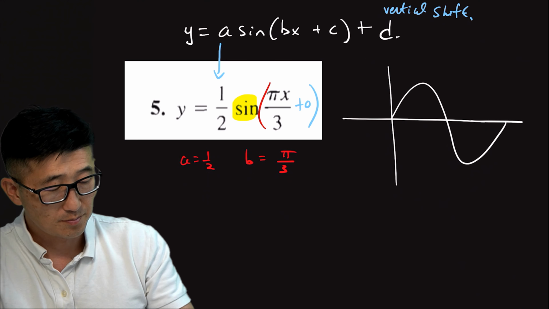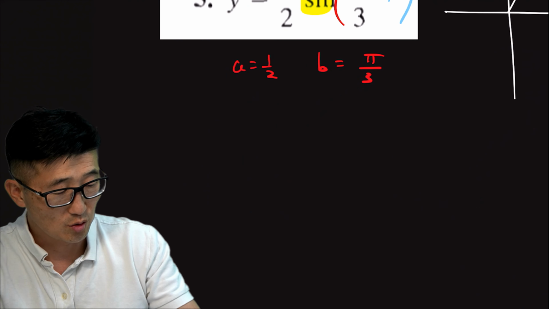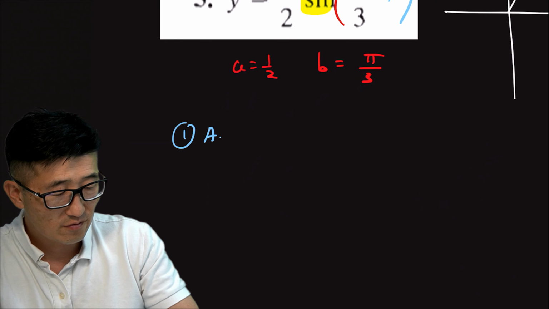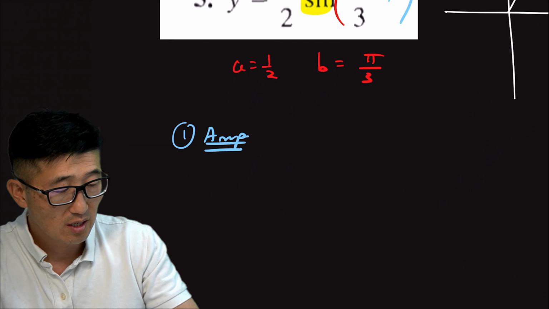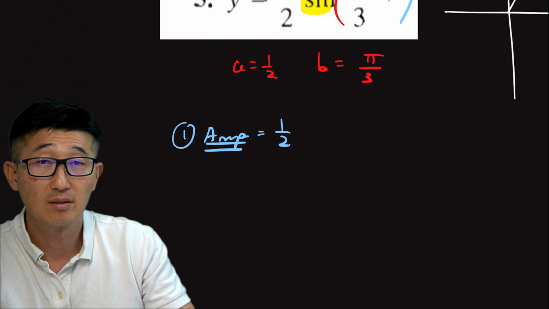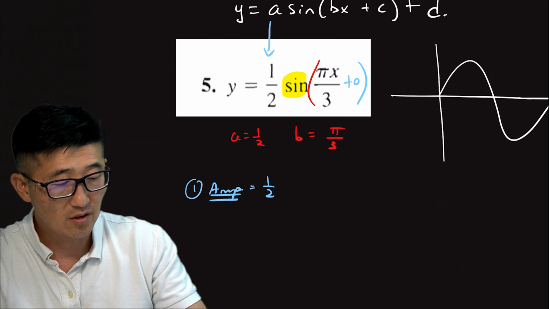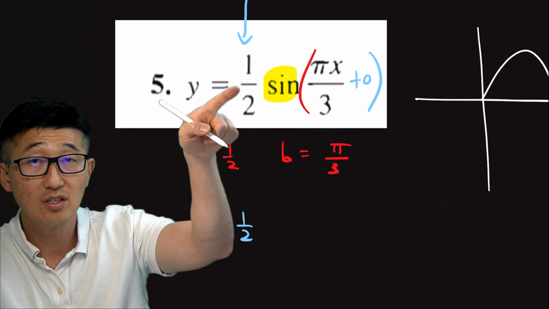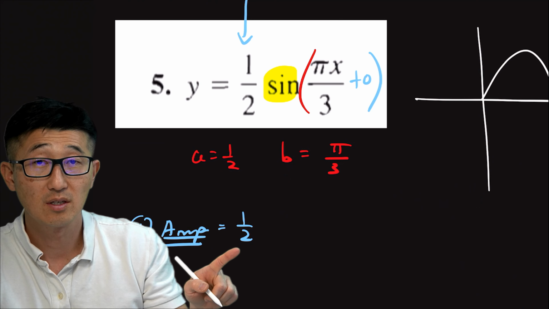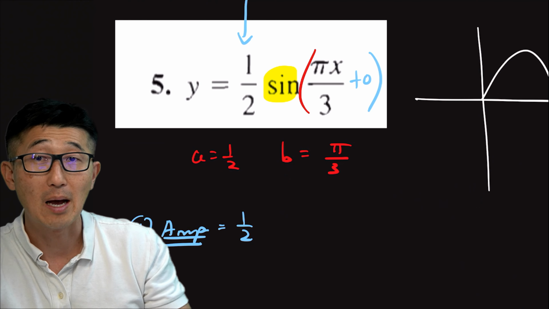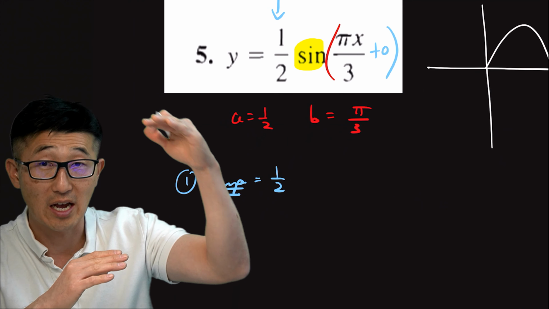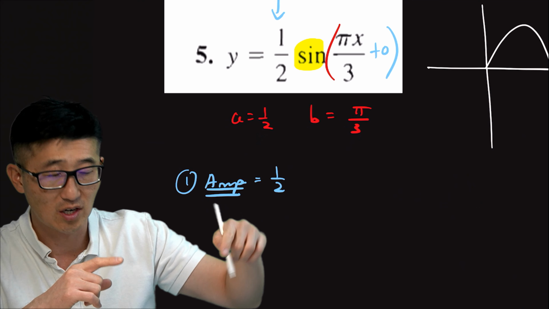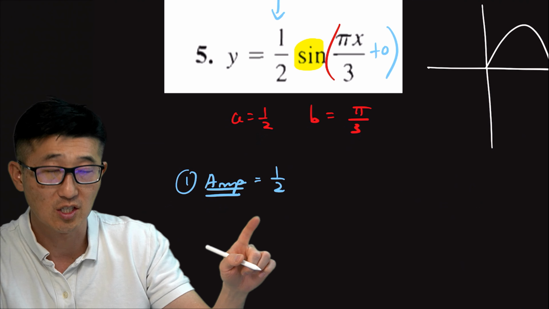Here we go. Number 1, find the amplitude. The amplitude is literally the letter A. So it's just 1 over 2. Now, if there's a negative sign in front, just write it as a positive number. Remember, amplitude is neither positive nor negative, meaning it's just the distance of the graph, the height of the graph and the depth of the graph. So you always want to present it as a positive number.